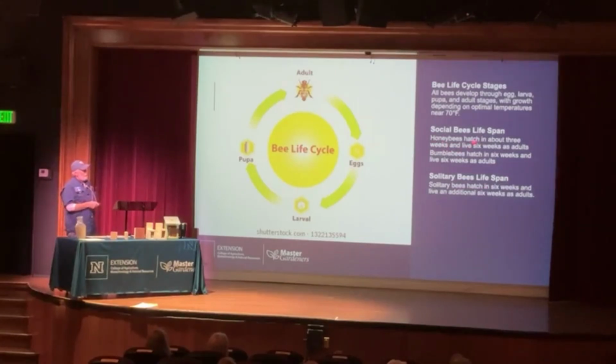Their lifespan, like I mentioned, they hatch in about 3 weeks, live 5 to 6 weeks as adults. These are social bees. Bumblebees hatch in 6 weeks and live 6 weeks as adults. So again, that 6 weeks seems to be pretty standard. Solitary bee lifespan, same thing. They hatch in about 6 weeks and live another 6 weeks. So 4 to 6 weeks, and if they encounter the wrong person, might be less, right? Slide, please.